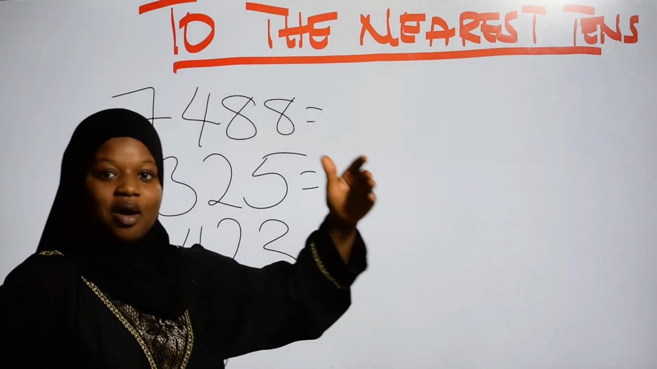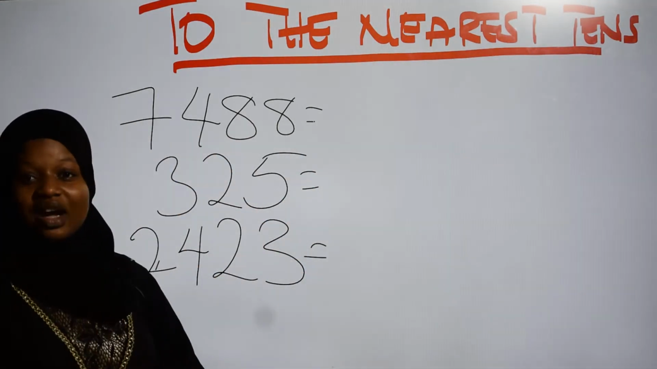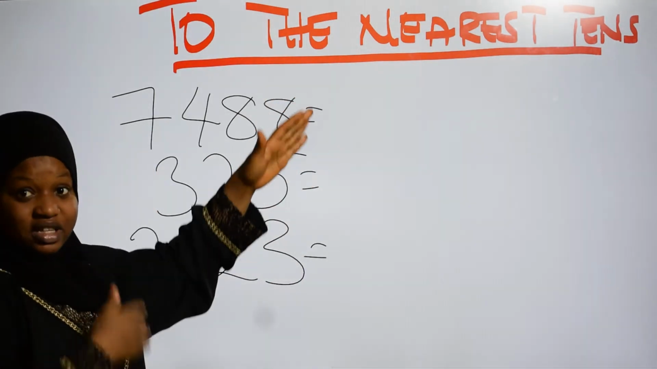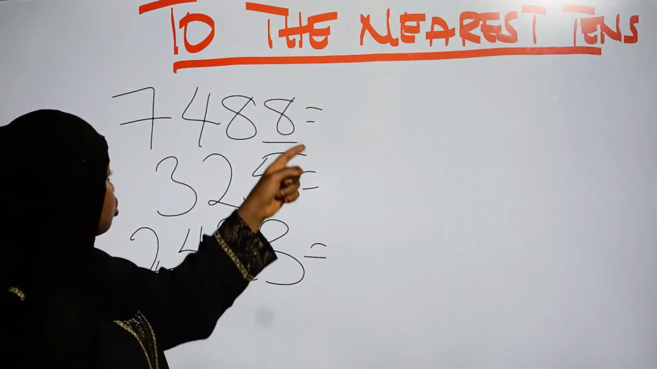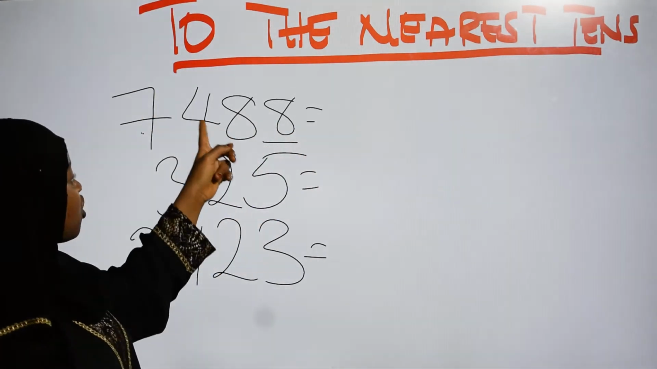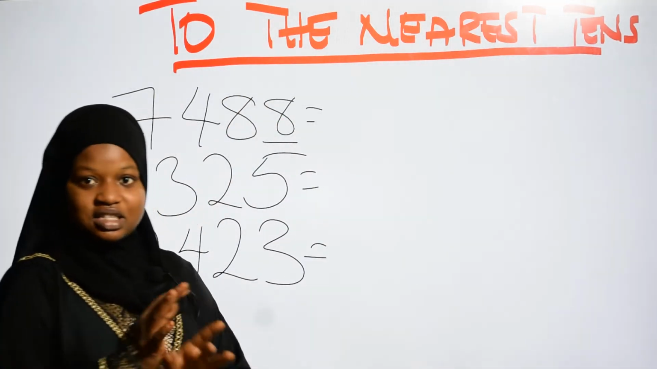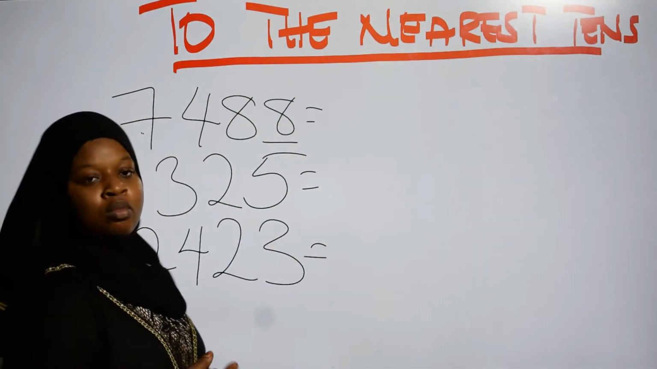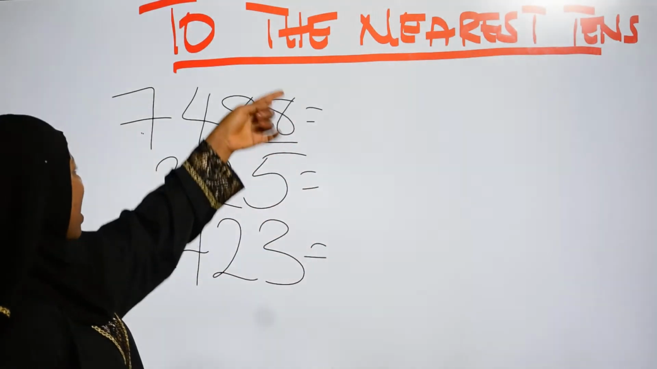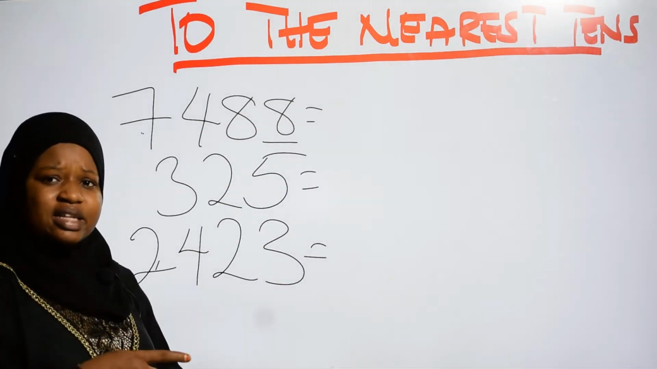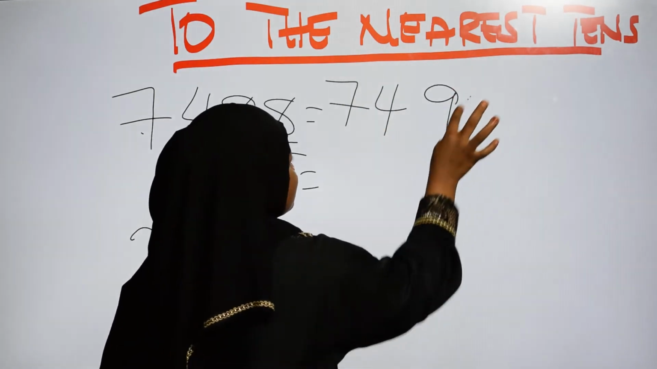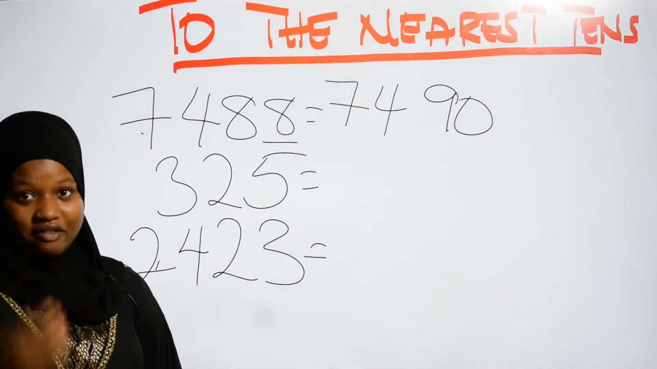The key thing you must look at here is the number in the ones place. And what is the number? That is the first number on your right. So we have 8. 7,488. 8 is in the ones place. So is 8 more or less than 5? 8 is more than 5. So we add 1 to the number in the tens place. So it becomes 7,490. Why? Because 8 is more than 5.